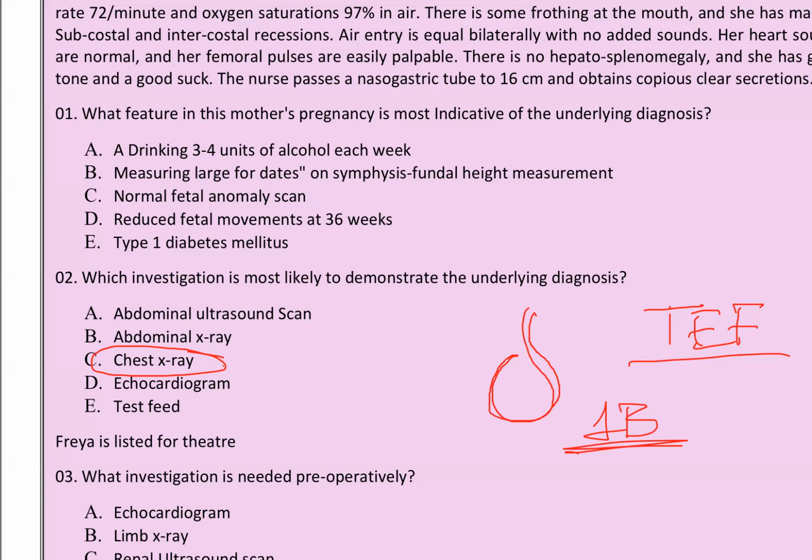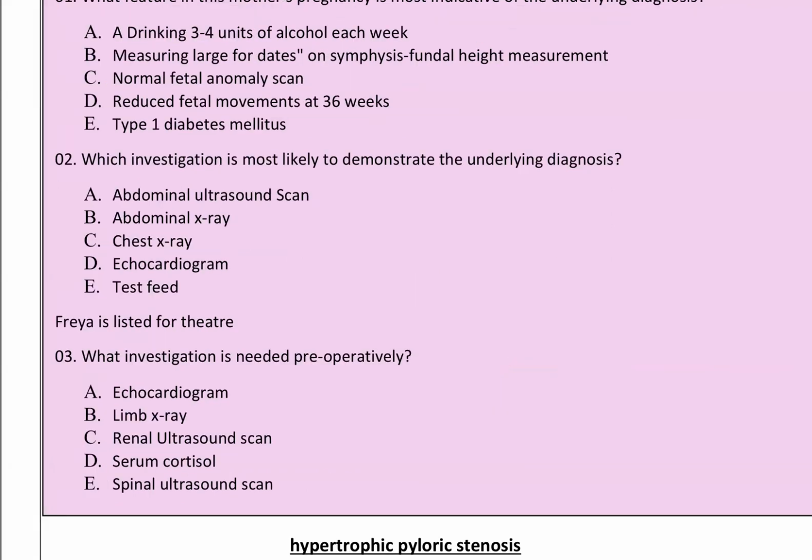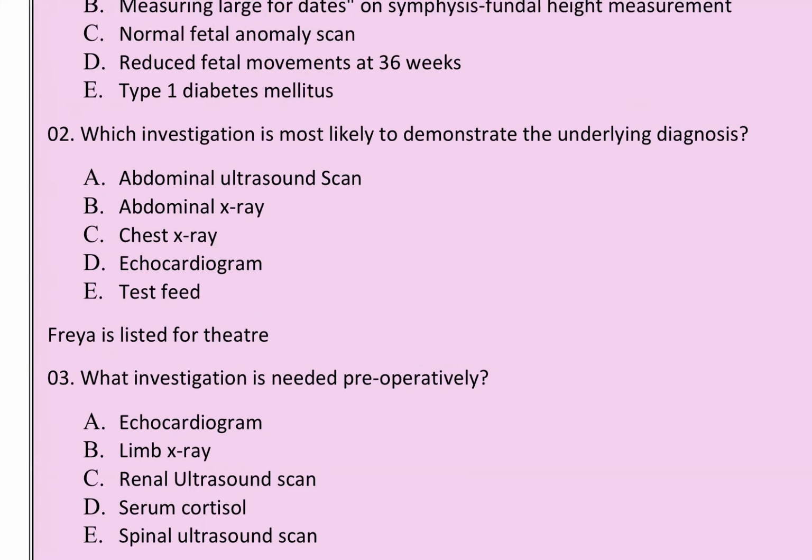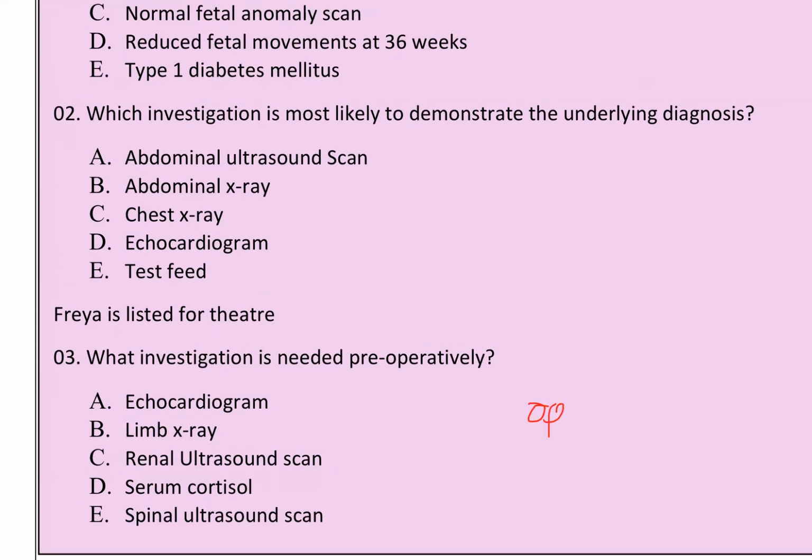Now, what investigation is needed pre-operatively? Echo, limb X-ray, renal ultrasound, serum cortisol, spinal ultrasound. So the investigation is related to your operation. Some operation will be done, the pediatric surgeon will do it, but here you have to know before operation which investigation is most important. We know that we have to do all the things, renal ultrasound we have to do because associations could be there. But here we take echocardiography.